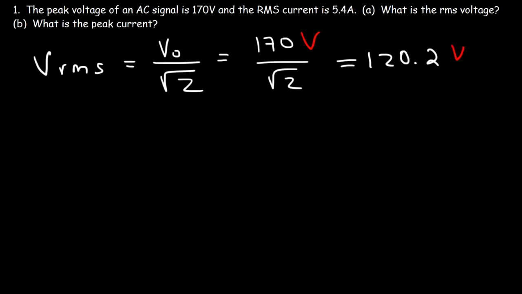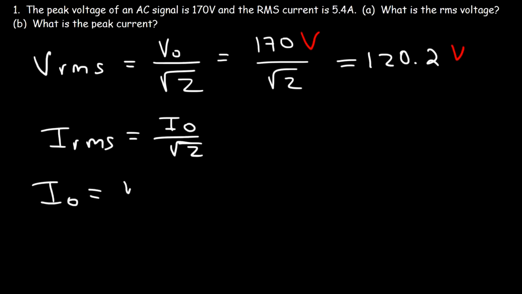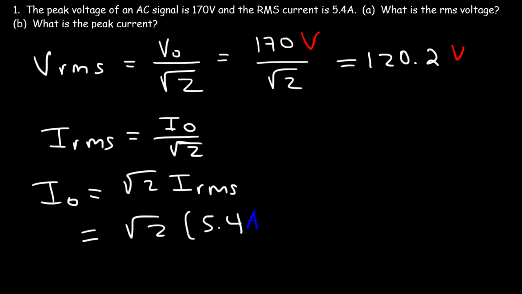Now part B, what is the peak current? The RMS current is equal to the peak current divided by the square root of 2. So if we rearrange the equation by multiplying both sides by root 2, the peak current is equal to the RMS current times root 2. So it's going to be the square root of 2 times 5.4 amps. So this is going to be about 7.64 amps. So the peak current is always greater than the RMS current. And the RMS voltage, or the RMS current, is always less than the peak value.